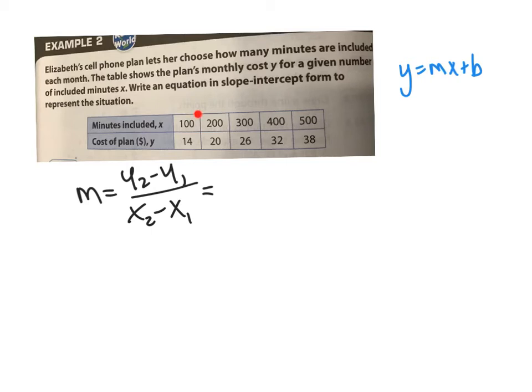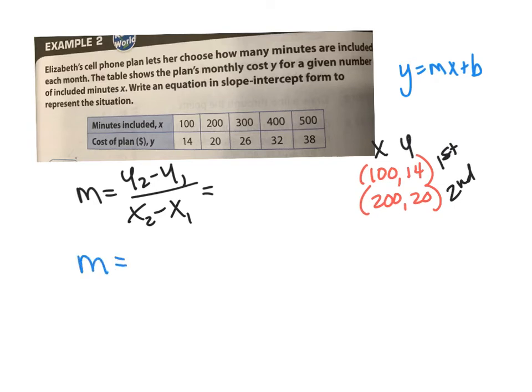Then I'm going to go ahead and use this point, this xy coordinate, and this xy coordinate. Rewrite it for your brain so that it's the way you learned it and you can find things easily. Some of you maybe don't need to do that anymore, but if you get confused on which one's which, write it out for your brain. First choice, second choice, and now I know where everything's at. M equals y2 is 20 minus y1 is 14 over x2 is 200 minus x1, which is 100.